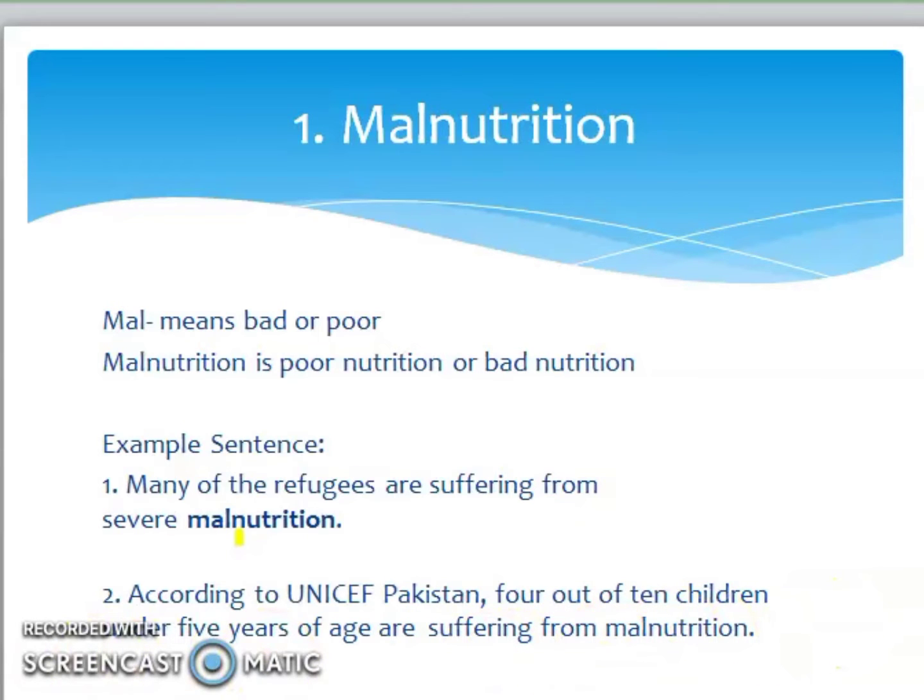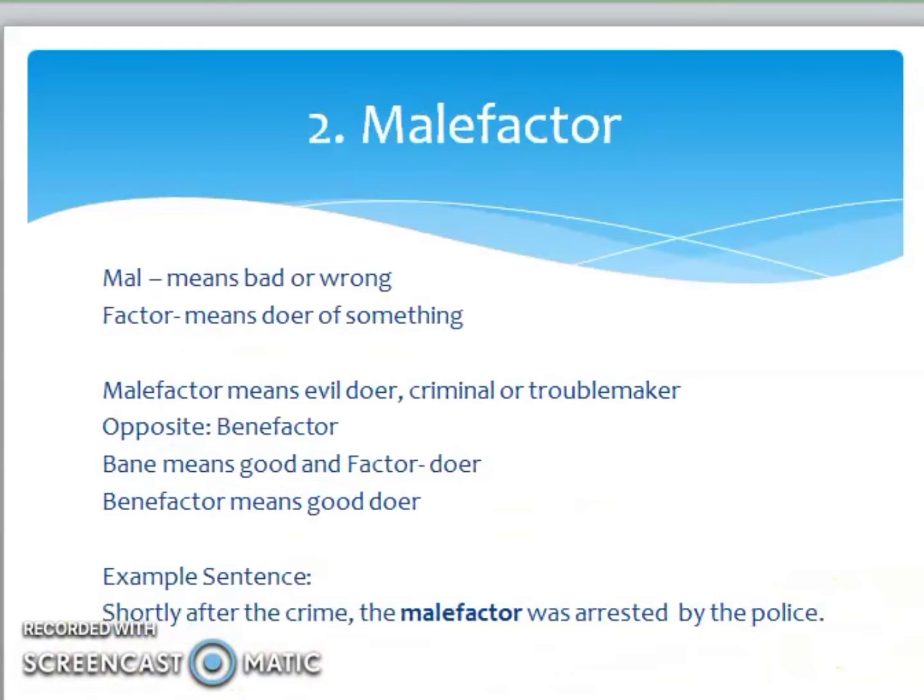All right, so let's move to the next word, and that is malfactor. We have the root word mal, which means bad or wrong, and we have the second root word factor, which means doer of something. Let's put the roots together: bad or wrongdoing. Malfactor means evildoer, criminal, or troublemaker.